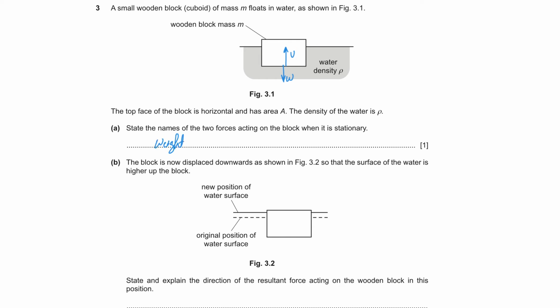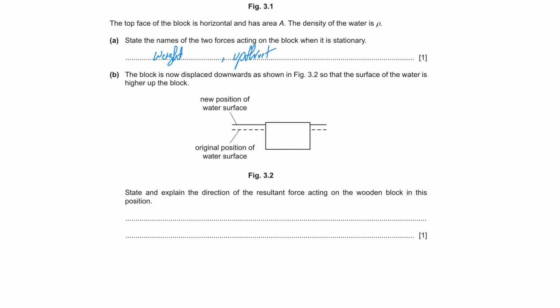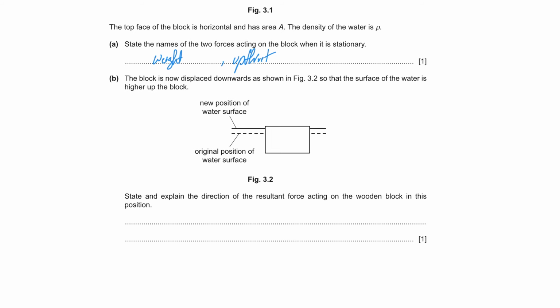Weight and upthrust. Part B says the block is now displaced downwards as shown in figure 3.2, so that the surface of the water is higher up the block. State and explain the direction of the resultant force acting on the wooden block in this position.